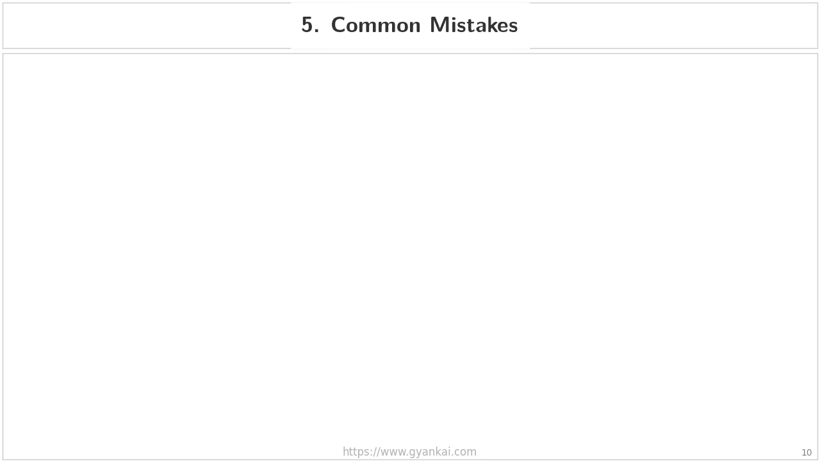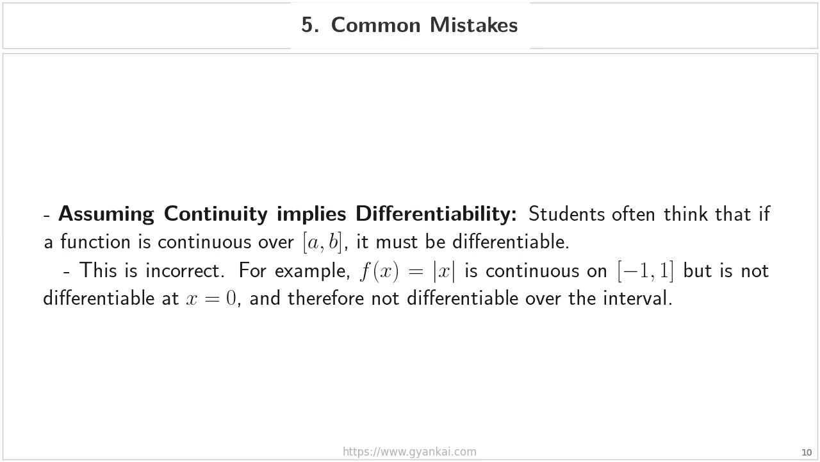5 common mistakes. Now that we have walked through a concrete example, let us discuss some common pitfalls to avoid when determining differentiability over an interval. First, a very frequent misconception is assuming that continuity implies differentiability. Many students believe that if a function is continuous over the closed interval from a to b, it must automatically be differentiable. However, this is incorrect.